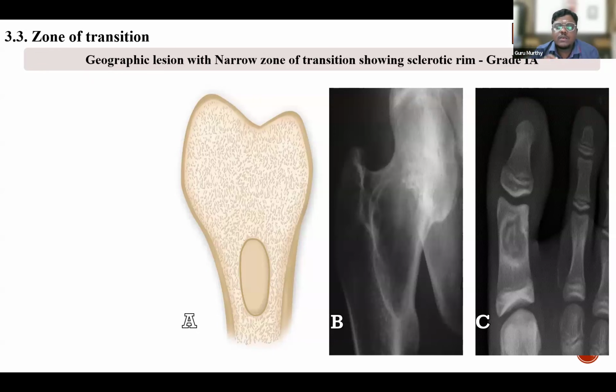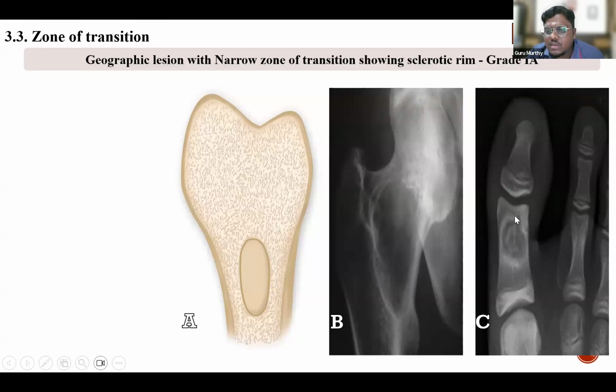So whenever you see such cases where there is a lesion which is well demarcated, when there is a zone of transition, that is, the difference between the pathological bone and the normal bone is well made out, you are dealing with a benign entity. So how do you describe this? You describe it as a geographic lesion with a narrow zone of transition showing a thin sclerotic rim. So your neoplasm and the host bone are trying to tell the features themselves. You can see the lytic nature of the lesion with a thin sclerotic rim here.